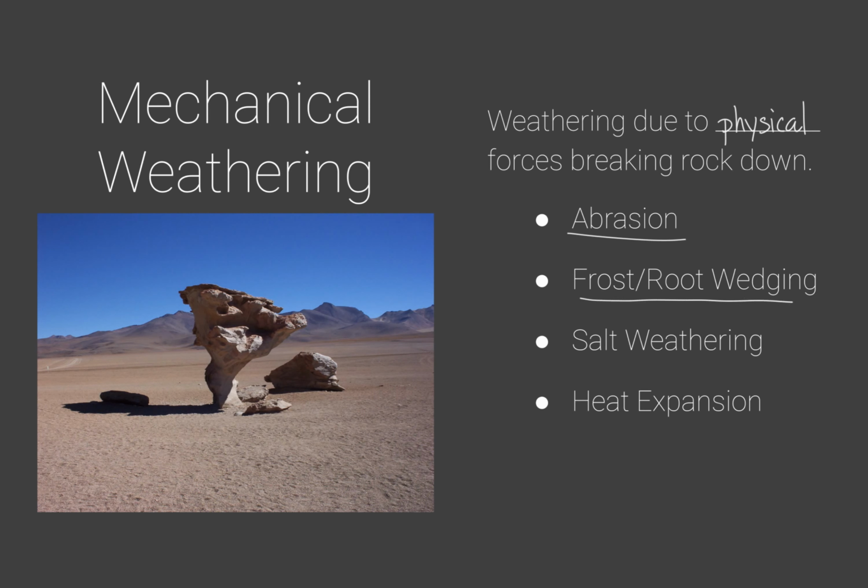We could have frost or root wedging. And frost wedging is when water gets into a crack of a rock, and when it freezes, that ice expands and it can break the rocks apart. Root wedging is very similar, but it's due to plants having their roots grow into rocks, and as the roots grow larger over time, it breaks the rock apart.